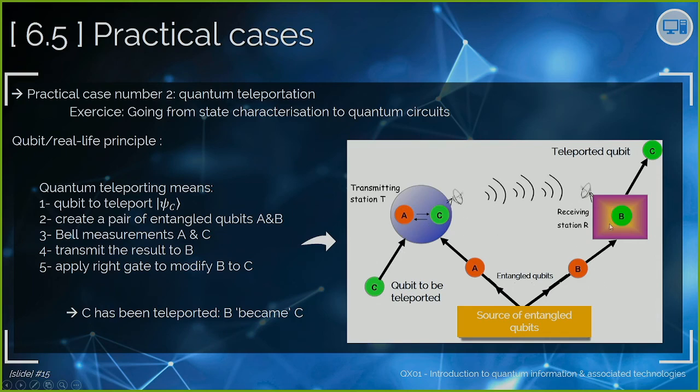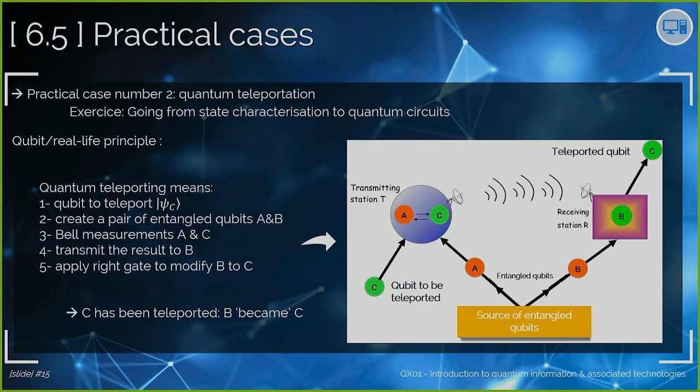And then you're ready to get the information from C to B through this joint AC measurement, except that you need, we'll see how, some tweaking. What I'm saying by that is you have to make some adjustment to the B part, the B qubit, in order for B to become C. And then basically teleport C from one place to another. Okay?